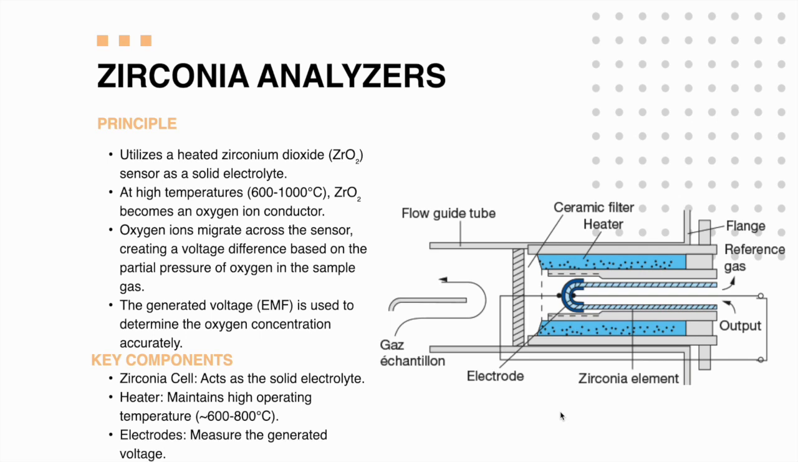So the key components of this type of analyzer are, number one, the zirconia cell, which acts as a solid electrolyte. The second one being the heater, which maintains a high operating temperature of about 600 to 800 degrees Celsius. And the third one being the electrodes, which measure the generated voltage.